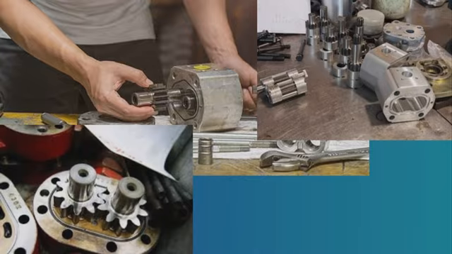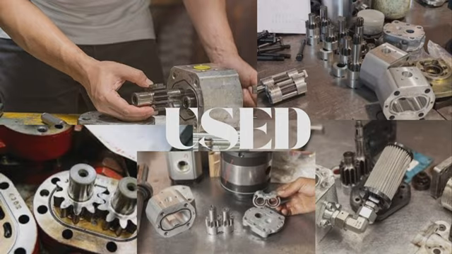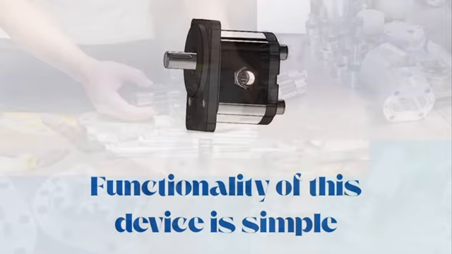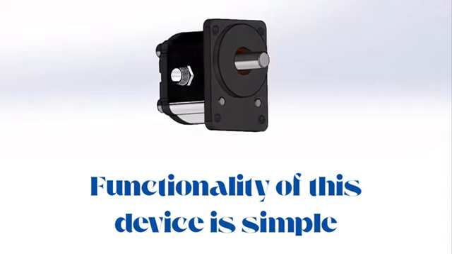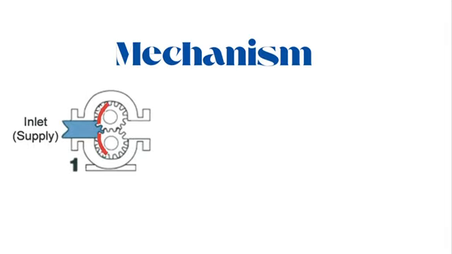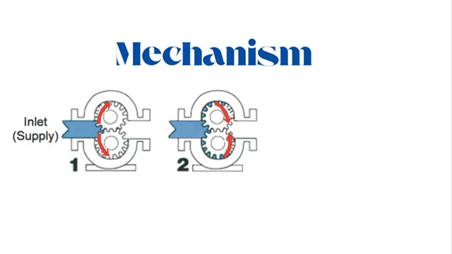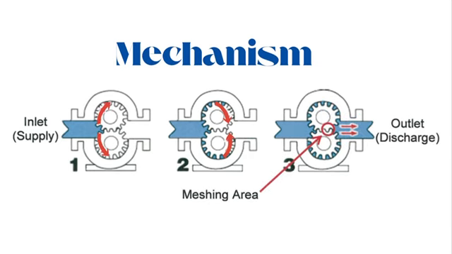Despite how simple a hydraulic pump may look, it is widely used in industry. The functionality of this device is actually so simple. Fluid enters at the inlet due to gear separation. The meshing gears rotate to create flow. Fluid is carried around the gears and pushed out at the outlet.